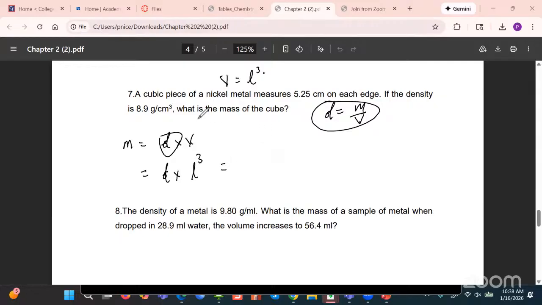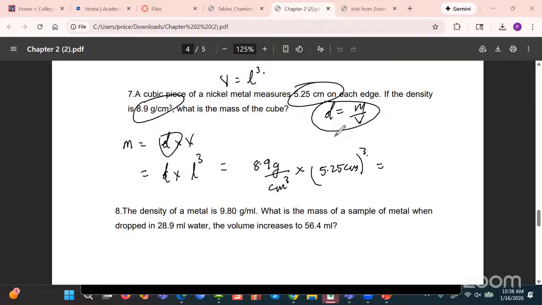So the density is 8.9 grams per cm cubed multiplied by the length cubed. What's the length? 5.25 centimeters, and all of that will be cubed, all right? And then you do your number crunching. And again, in this case, you're multiplying, so you have to round off your answer to the lowest number of sig figs. So let's see what this gives. So 8.9 multiplied by 5.25 cubed.